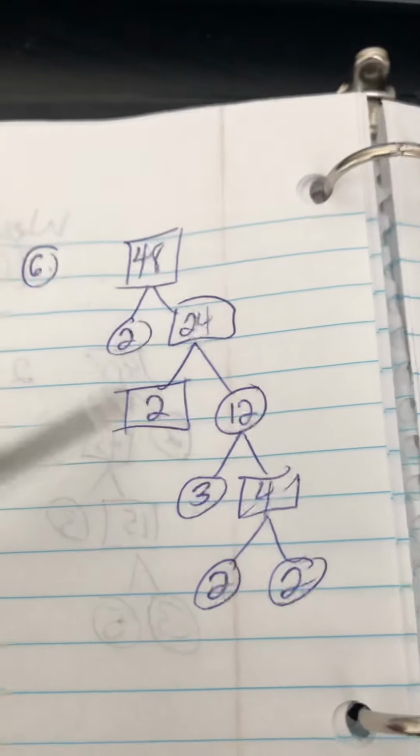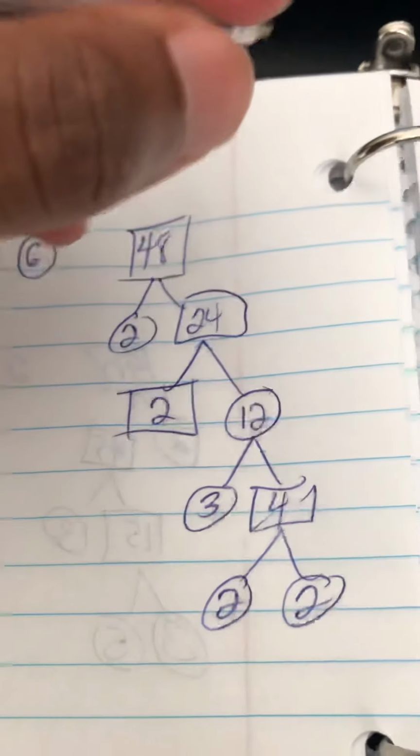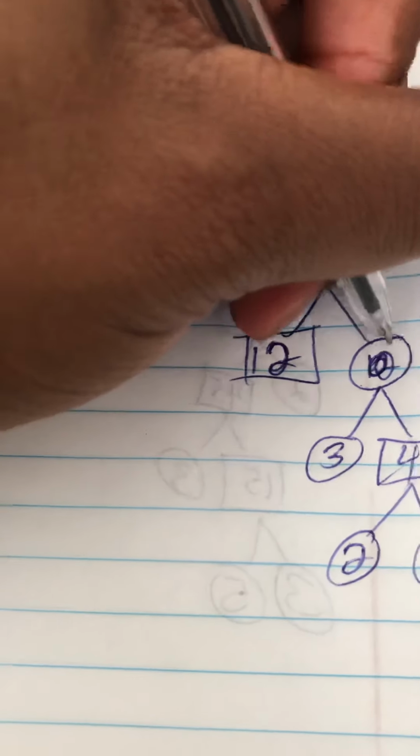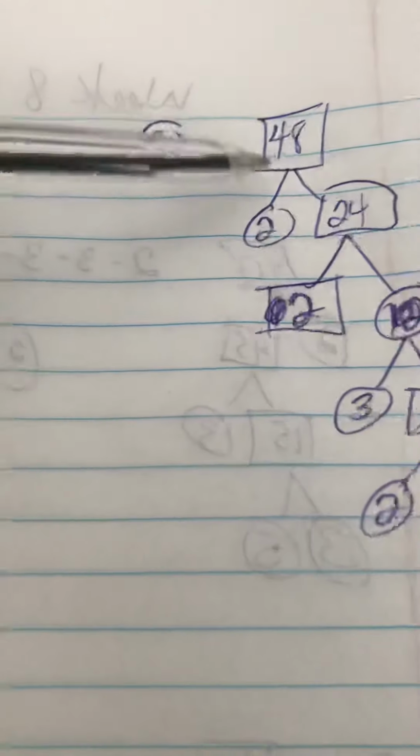24 is going to be 2 and 12. And then here it's going to be another box and circle for 3 and 4. And then circle, circle, 2 and 2. All right, so we got a lot of prime numbers here. Oopsies, my bad. 12 goes here. 2 goes here, but you know what I mean. That's okay. 2 and 12, my bad. All right, so 2, 2, 3, 2, 2. So we have 2, 2, 2, 2, 2, 3, and then 3.